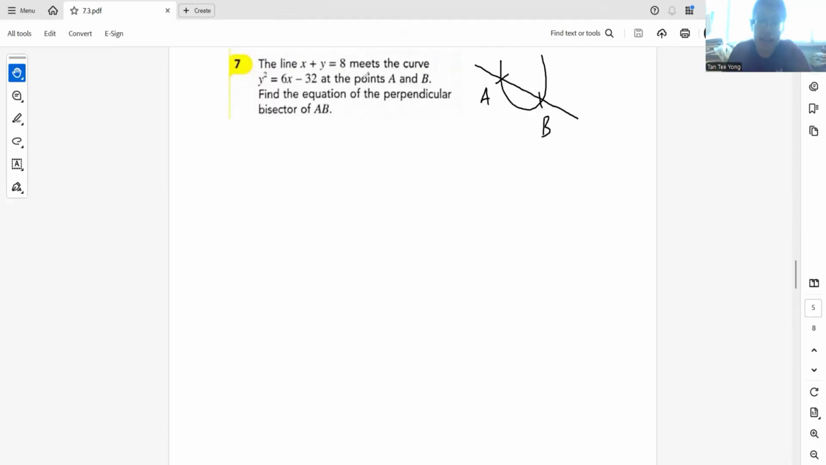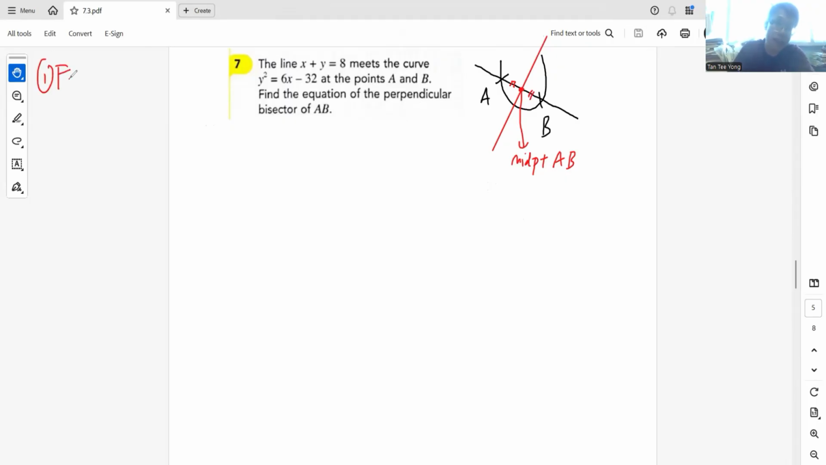Then they say they want to find the equation of the perpendicular bisector of AB. So that means you have to draw a perpendicular bisector, something like that. This is the center, and this is going to be the midpoint of AB, and of course the lengths on both sides will be the same. Okay, so first thing on the menu.